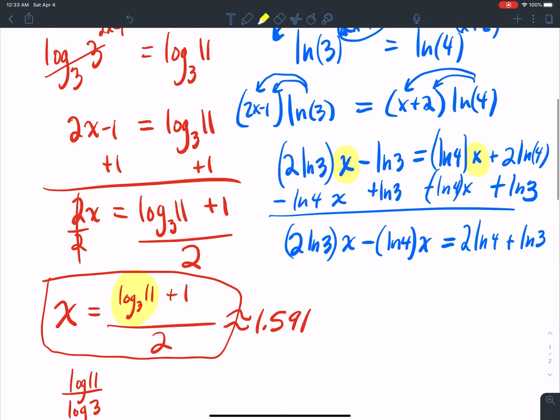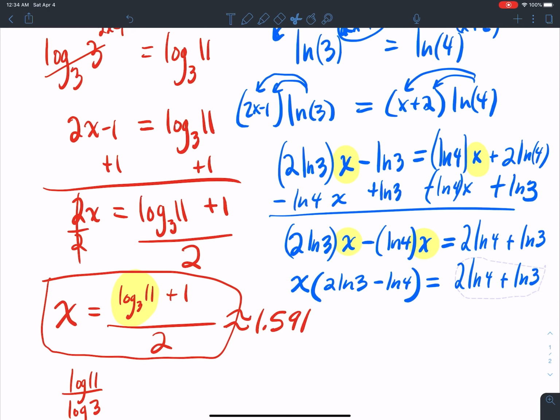Okay, how do I get x by itself? I have an x here and an x here. I have to use that property everyone forgets about, the GCF. I'm going to factor an x out of each term. This is probably the hardest part of this problem for most students. So this is 2 ln 3 minus ln 4, multiplied through. I'm just going to copy and paste this because that did not change. And now how do I get this x by itself? I divide both sides.